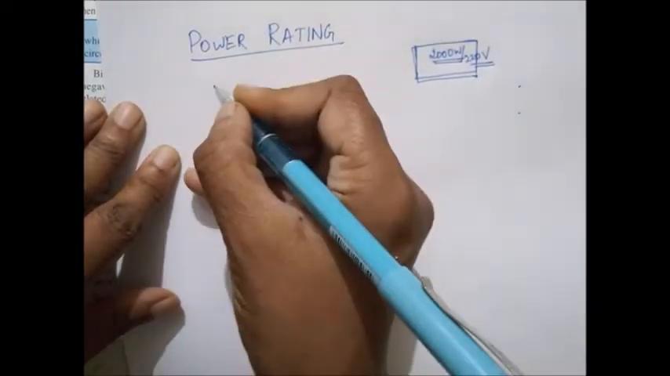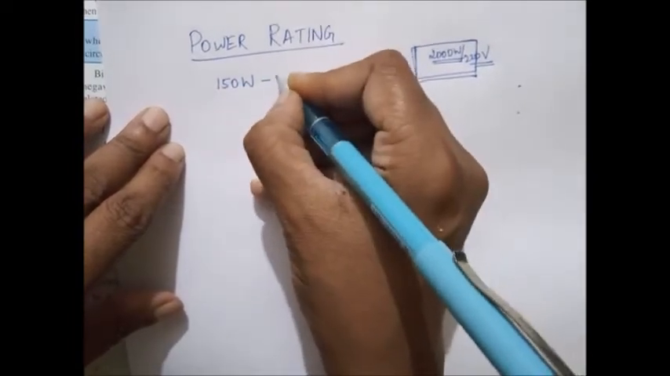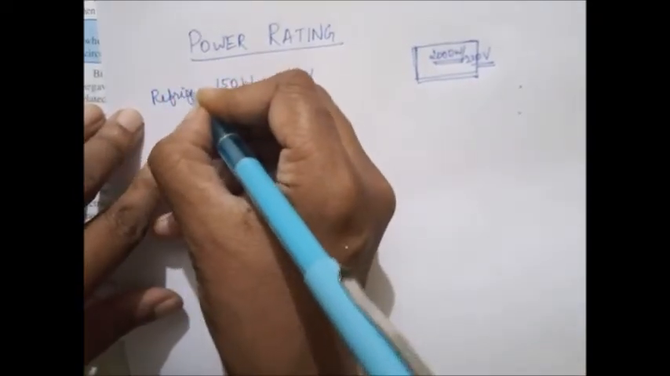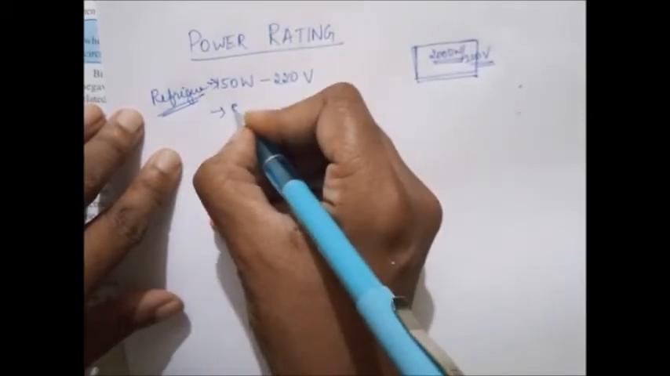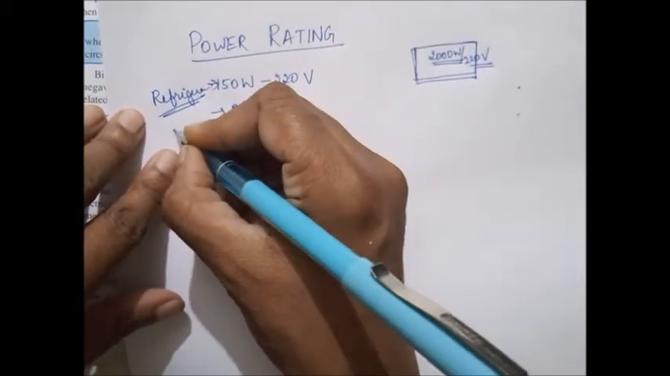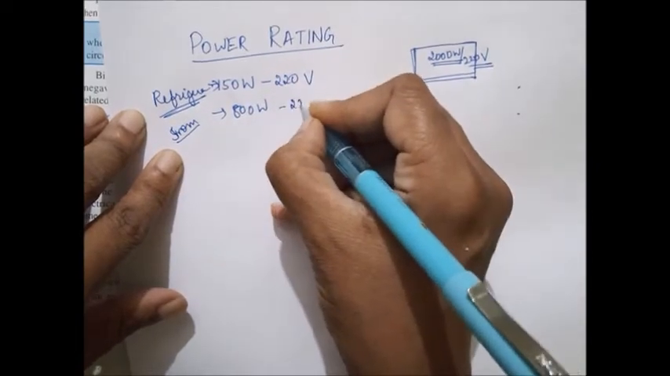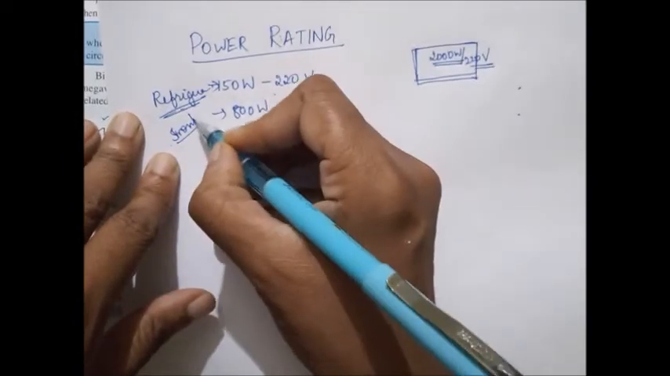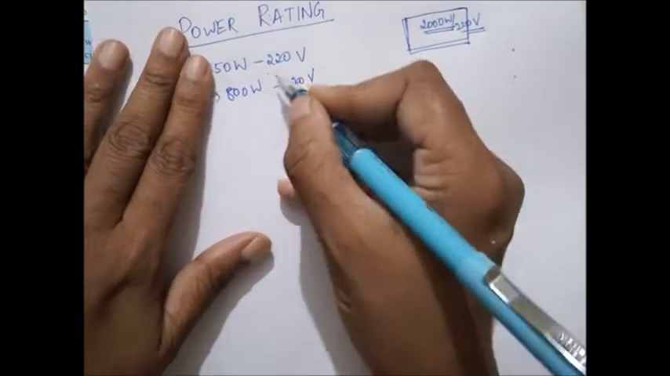So every appliance, if it is a refrigerator, it will be written 150 watt, 220 volts. On a refrigerator, this will be written. Press box, maybe 800 watt. On a press box, it will be written 800 watt, 220 volt. This is the power rating of refrigerator, power rating of press box. So what does it mean? What information does it give?